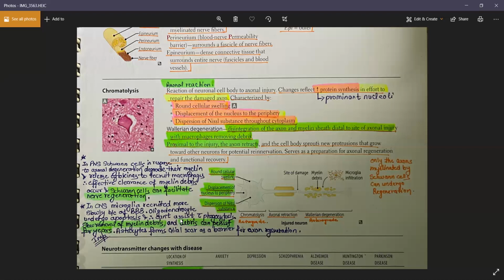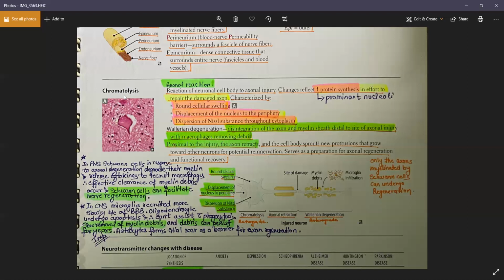Okay, and the astrocytes will form a scar around this site of injury. Okay, and this is known as the axonal reaction. Okay, any doubt on this part on the chromatolysis?